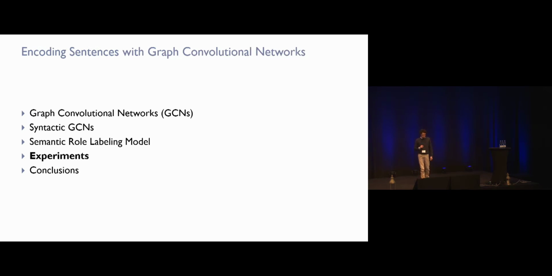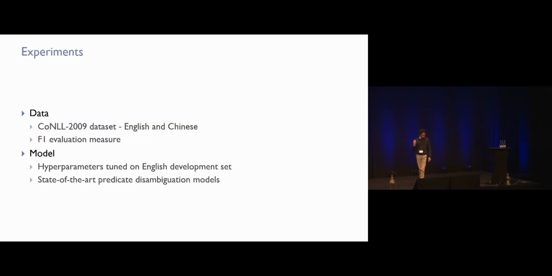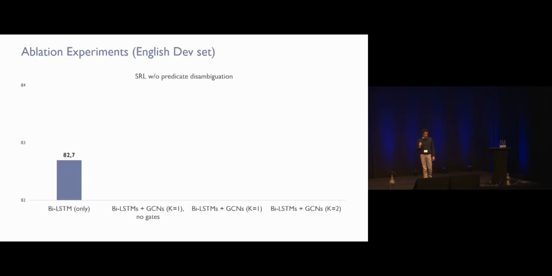Okay, let's see some experiments. We use the CoNLL 2009 dataset on English and Chinese, and we use F1 as evaluation measure. All the hyperparameters are tuned on the English development set, and we use state-of-the-art predicate disambiguation models for predicate disambiguation. We didn't work on predicate disambiguation this time.